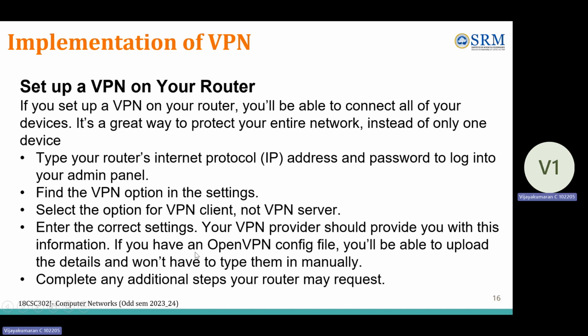Suppose you have an OpenVPN configuration file, there is no need to set up the VPN parameters. Straight away, you can take the parameters from the configuration file, which is automatically loaded while setting up the VPN layer. Then complete any additional steps your router may request based on the requirement. So see all the instructions given in your VPN software. Then you can set up your VPN on your router.